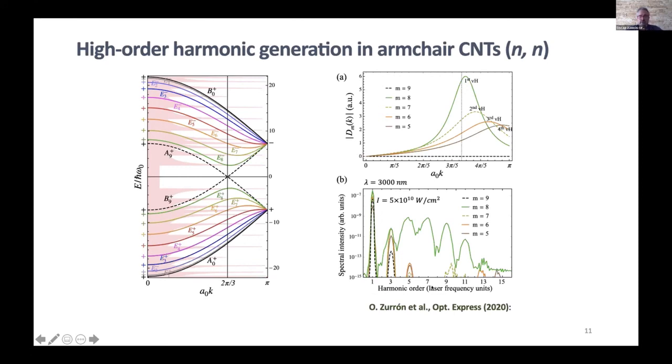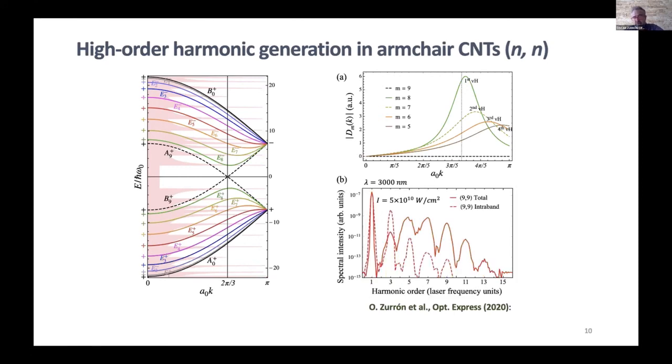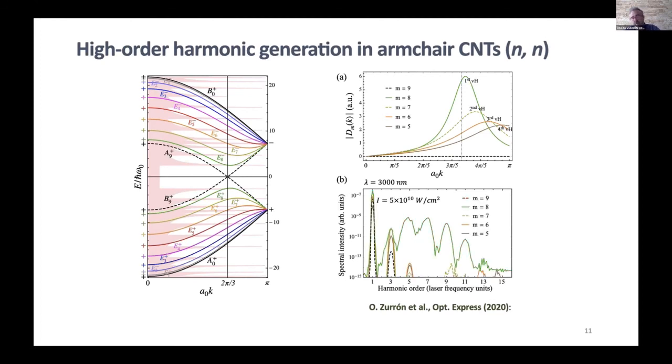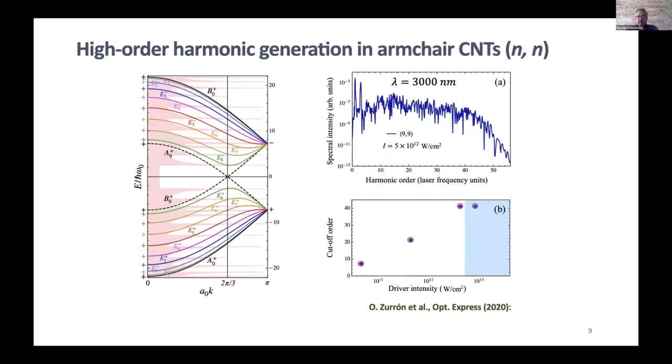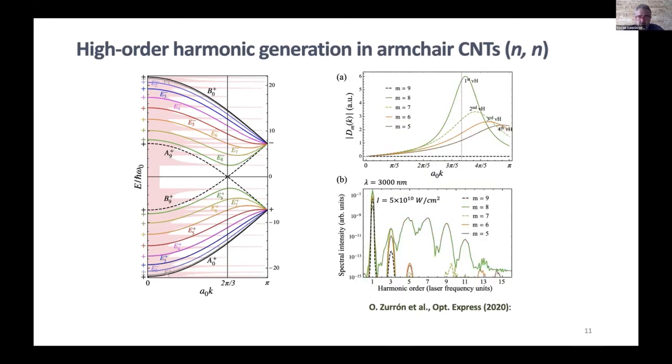So the total emission, plotted in solid red here, is the coherent addition of the contributions from all those bands. Note that the higher order harmonics are given by the contribution only from the band m = 8. If you see here the green solid line and compare with the red solid line here, you will see that the high harmonic spectrum, in this case, all the harmonics except the third, is explained just by the band m = 8, which is connected with the first Van Hove singularity.